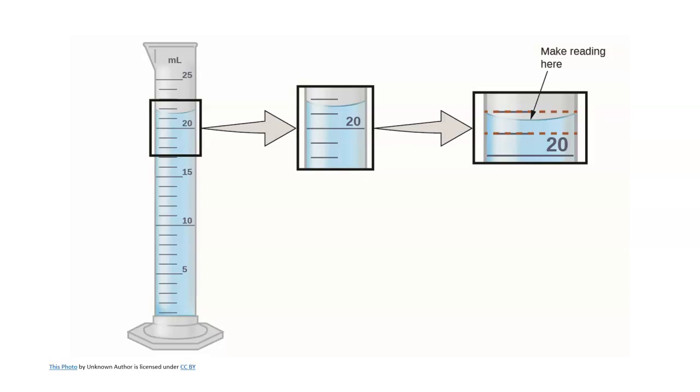mark reading here over on your right, that's your meniscus. And remember, we're reading in the center at the very bottom of it. And so that's where that actual reading is going to come from.